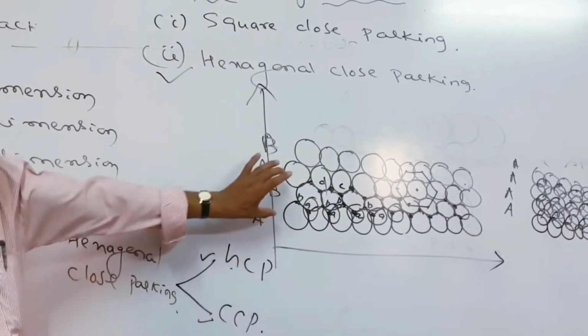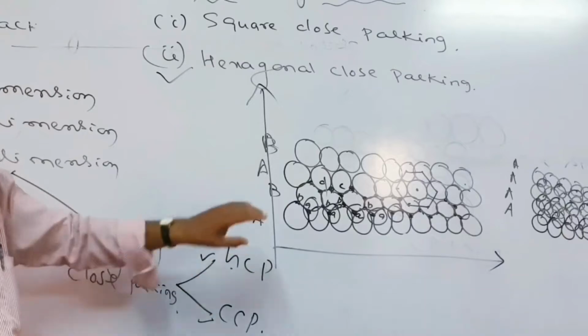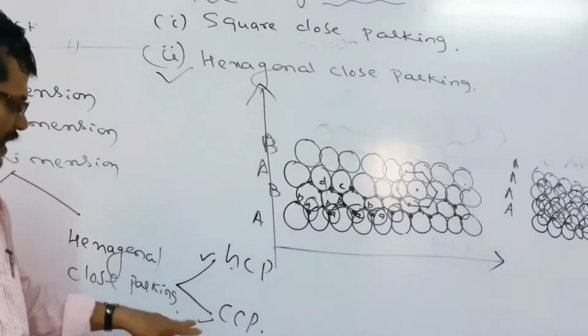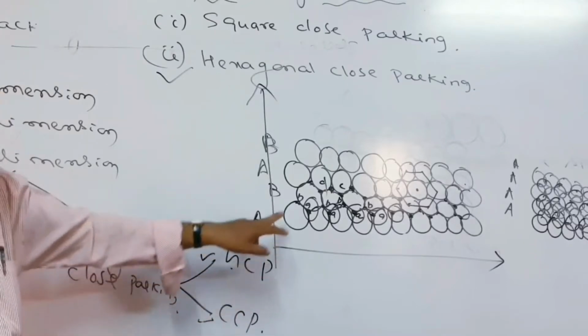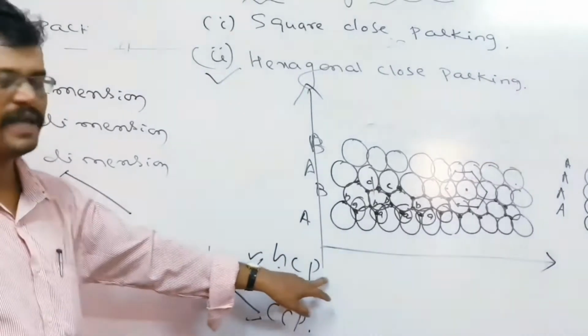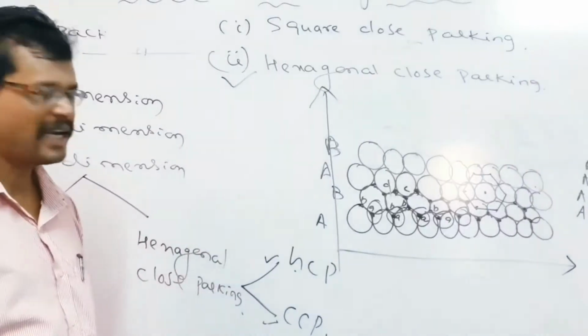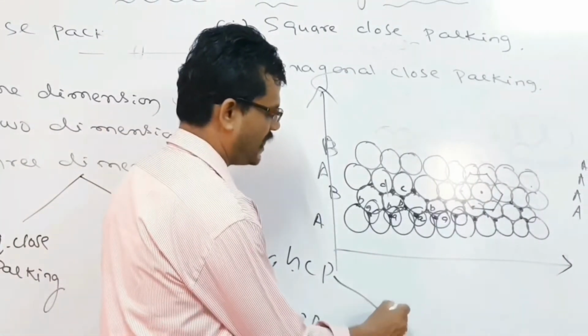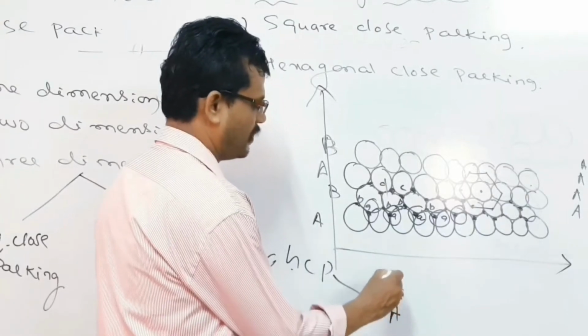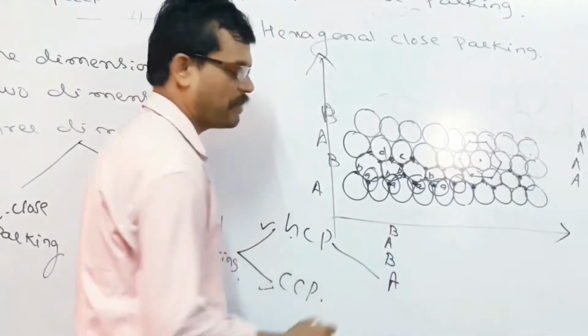Let us look here, sir. In simplified way we can say, in these two arrangements, HCP and CCP, what is basically the difference? In case of the HCP arrangement, the arrangement will come like this: first layer A, second layer B, first layer A, second layer B.